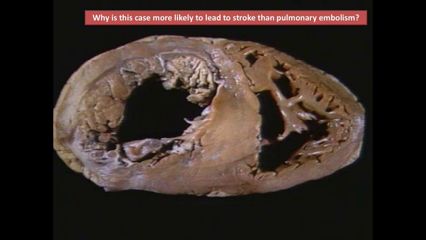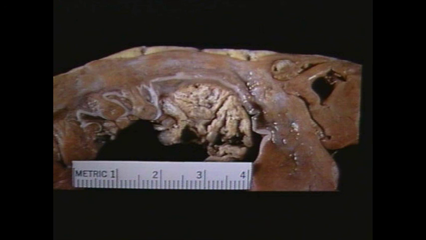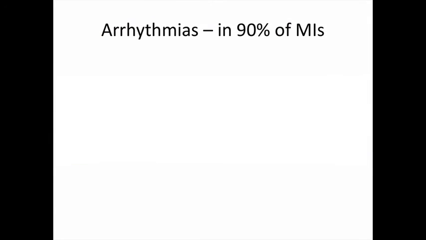This is asking us, why is this case more likely to lead to a stroke than a pulmonary embolism? And the reason for that is because the clot is in the left side of the heart. That's a weird view. The clot is in the left side of the heart and not in the right side of the heart. Clots in the left side of the heart go to the brain. Clots in the right side of the heart go to the lungs. There's a close-up of the clot.